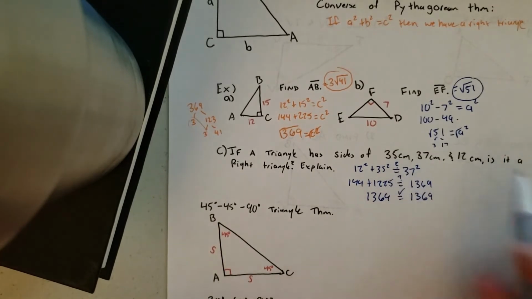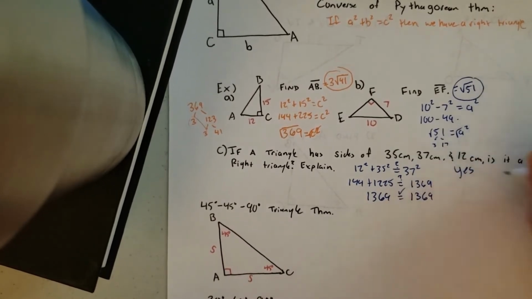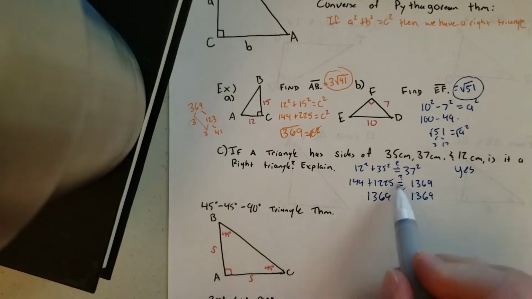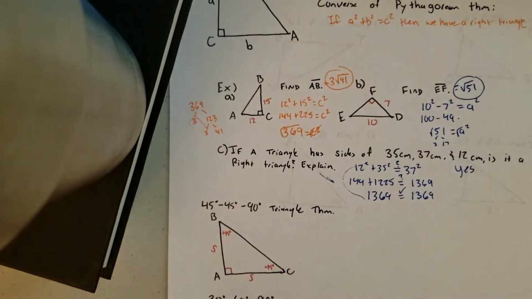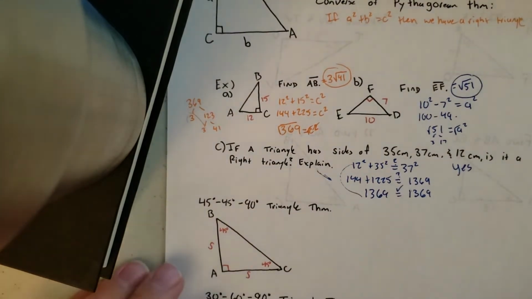So is this going to be a right triangle? Yes, it is. And this is how we explain. All right, so that is using Pythagorean's theorem.